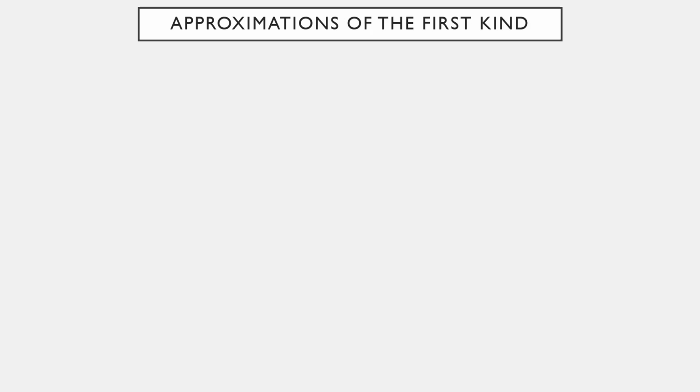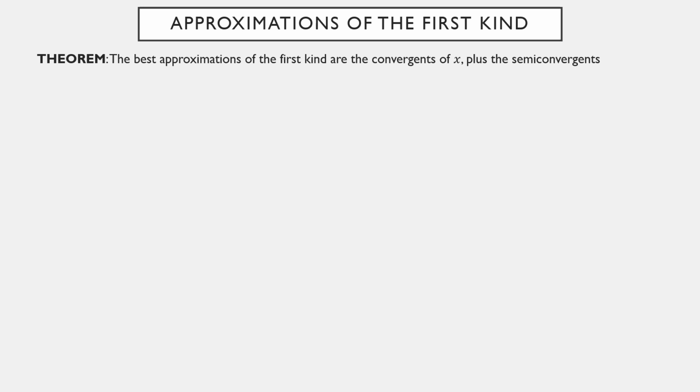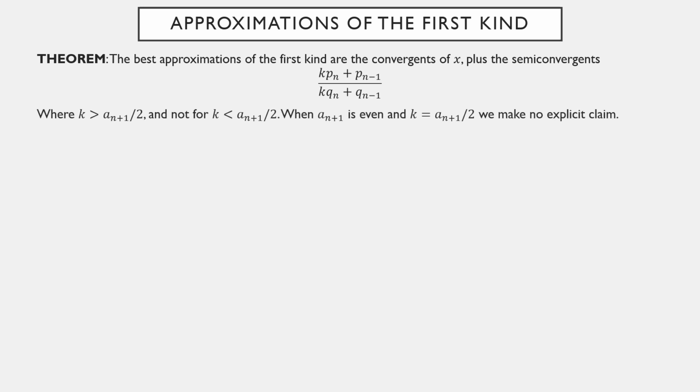So knowing full well that this topic has already been dragged on for quite some amount of time, we can now state the main theorem, which will take a while to prove: the best approximations of the first kind for the irrational x include the convergents, but they also include some of these semi-convergents. These are the semi-convergents between p_n over q_n and p_{n-1} over q_{n-1}. And which ones do they include? When you choose the coefficient k to be bigger than half the next partial quotient, those will be best approximations of the first kind. If it's less than half the next partial quotient, it won't be. In the very special case where the next partial quotient is even and you might have been able to pick exactly half, we're not going to claim one way or the other quite yet.